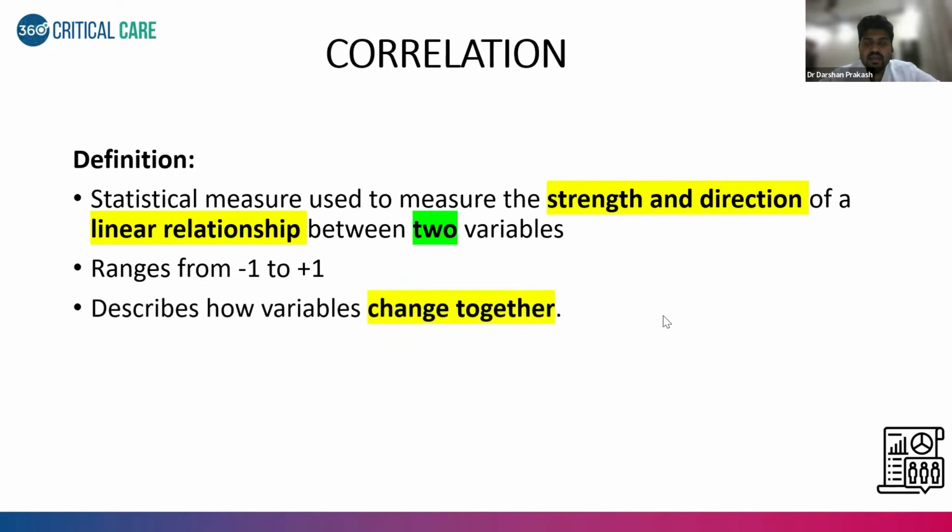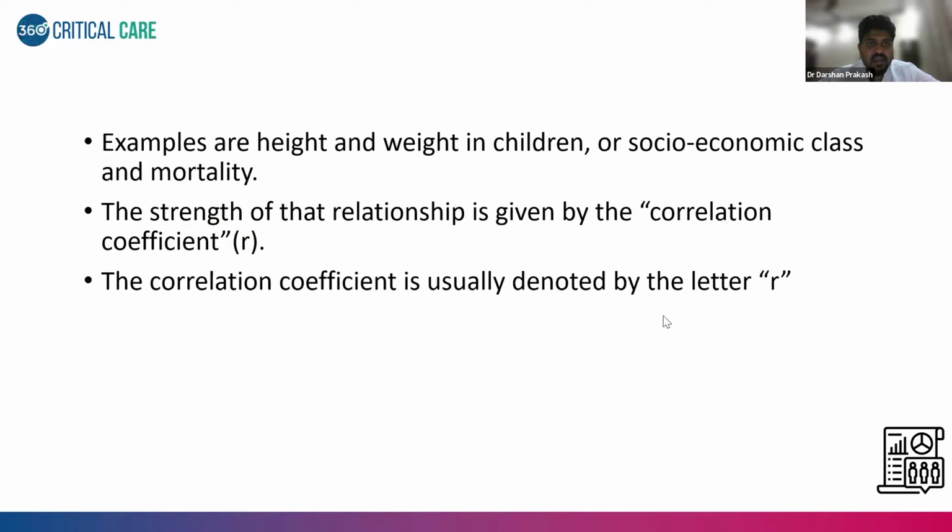The examples for correlation are the correlation between height and weight in children, or the socioeconomic class and the mortality. The strength of the relationship is given by the term called the correlation coefficient, or R. The letter R is usually used for denoting the correlation coefficient.